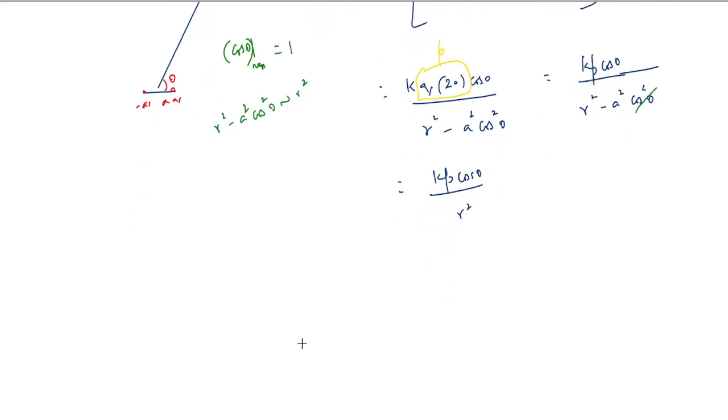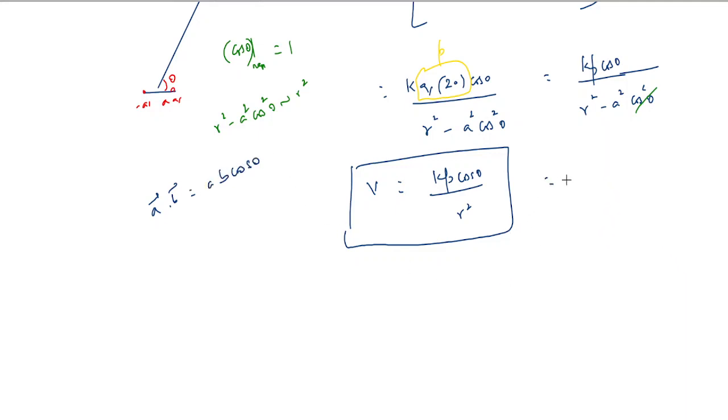So this is the required form for the electric potential. We can write this in vector form also, because recall that A dot B is A into B into cos theta. We can write this as V equals K P dot R cap by R square, because the value of R cap is 1 unit in terms of magnitude, it's 1.